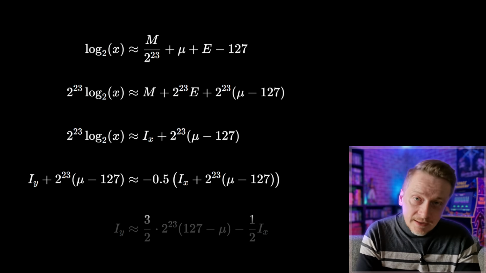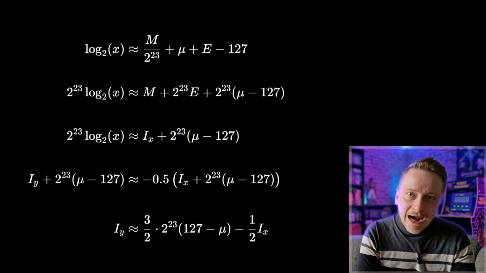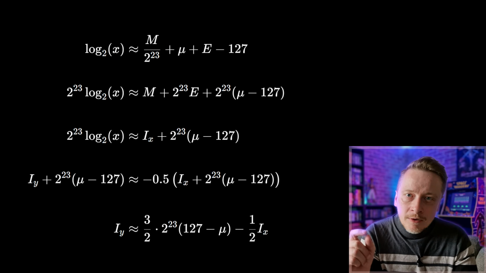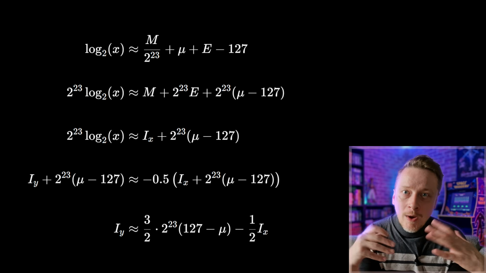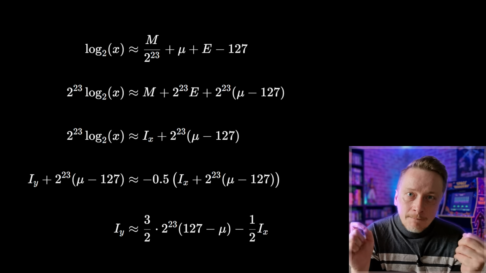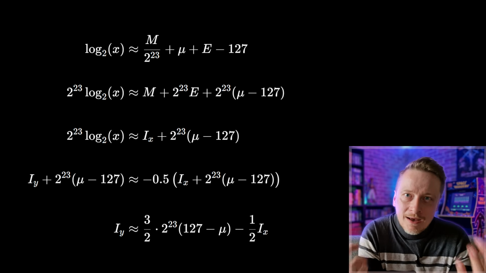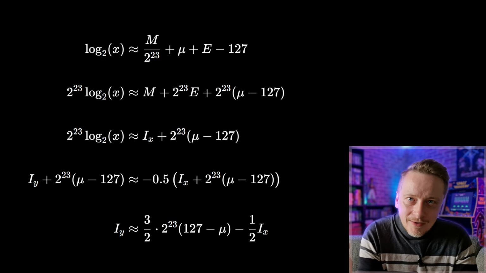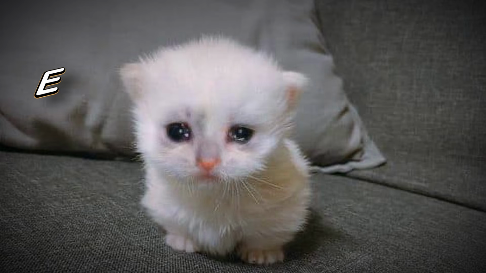If we run the basic algebra to isolate I sub y, the raw integer bits of our final answer, we get this beautifully consolidated formula. I sub y is approximately equal to 3 halves times 2 to the power of 23 times the quantity 127 minus mu, minus 1 half times I sub x. That's right here. That is the Holy Grail.